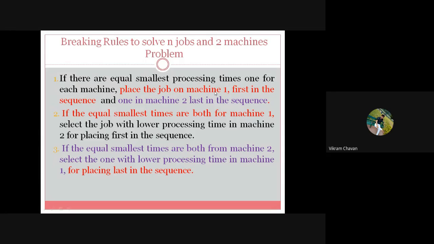Place the job on machine 1 first in the sequence, and the one on machine 2 last in the sequence.